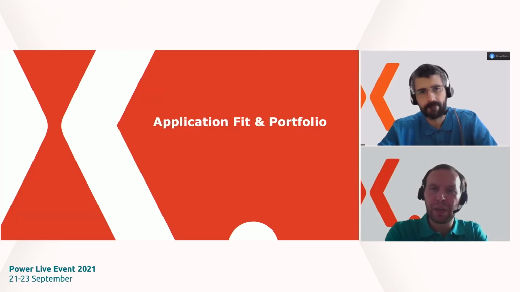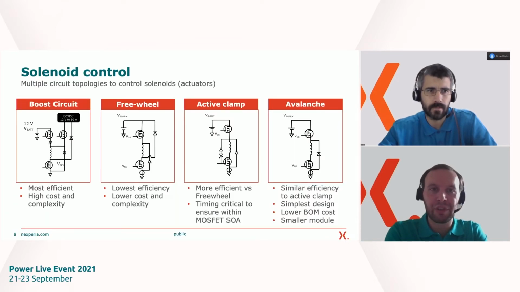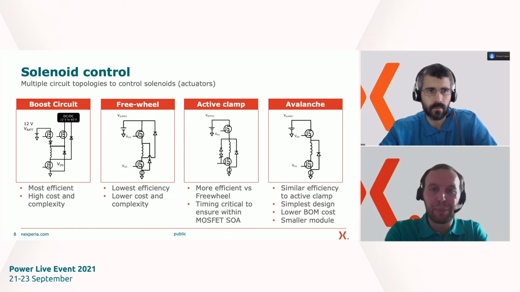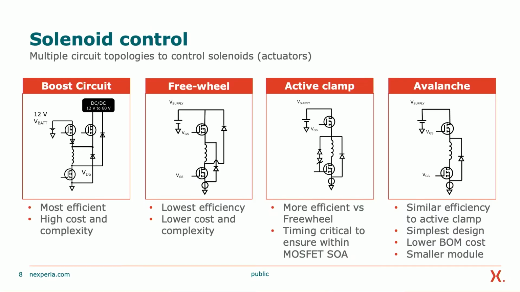So if we just take a look at the typical kind of applications that you would use for driving a solenoid. We've talked a lot in this example that we've worked through of inductors. A typical inductor is a solenoid or an actuator. So we've got an example here of the 4 different ways to control a solenoid. The example we have here is an engine management system. And the 4 ways to control that are through a boost circuit, a freewheel circuit, active clamp, and then the repetitive avalanche or avalanche design.